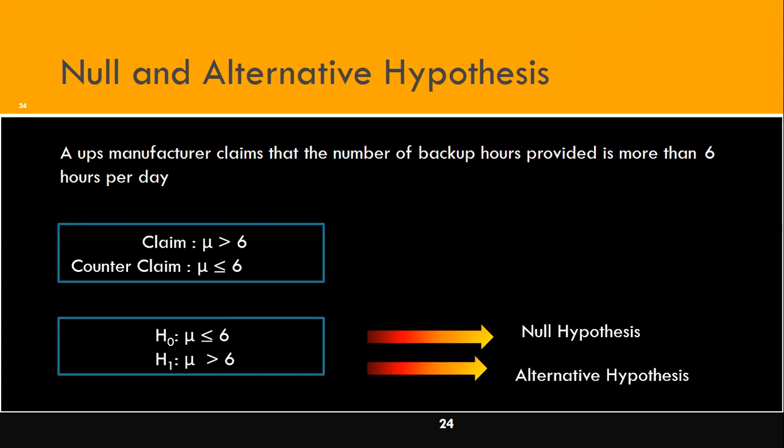Again, it depends on the context. We want to test whether it is going to give more than 6 hours per day. In that kind of situation, you need to change your null and alternative hypothesis. What you want to reject, you can put in your null hypothesis. What you want to test is there in your alternative hypothesis. It is as simple as that.